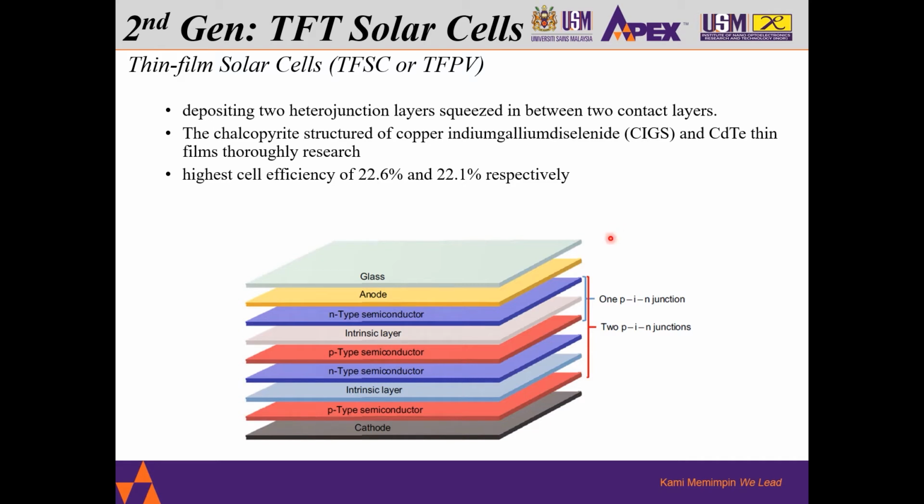The typical structure of this solar cell includes glass, anode, N-type semiconductor, intrinsic, P-type semiconductor, N-type semiconductor, intrinsic, another P-type semiconductor, and finally the cathode. So this consists, for example, of one junction of PIN or two junctions of PINs.